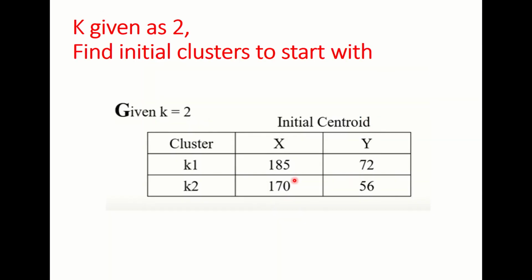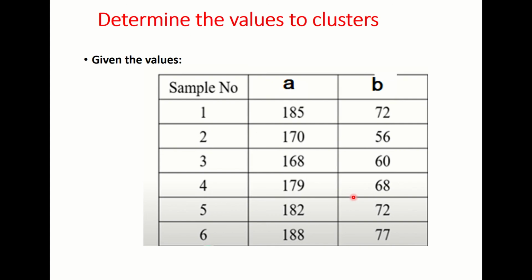So my K1 is basically 185, 72. So this data point, and K2 is this data point. So it's nothing but a point in your space. I could take any. It is not mandatory that I have to take these two. No, I can take this as the K1 and I can take this as the K2. That is also possible. Or no, I want to take something in the middle. That is also possible. So I will take K1 as this one and K2 as this one.